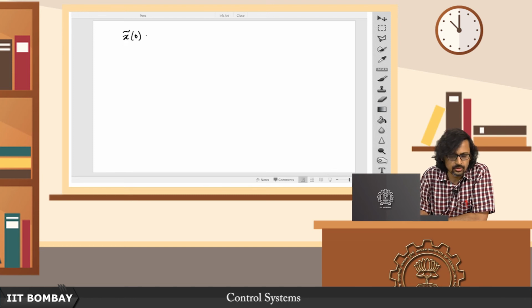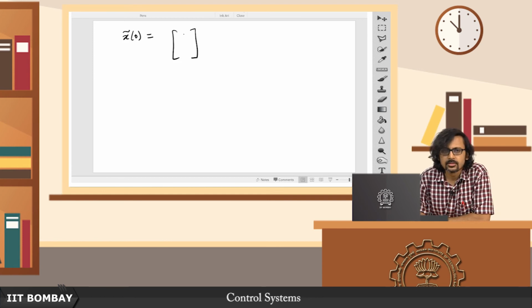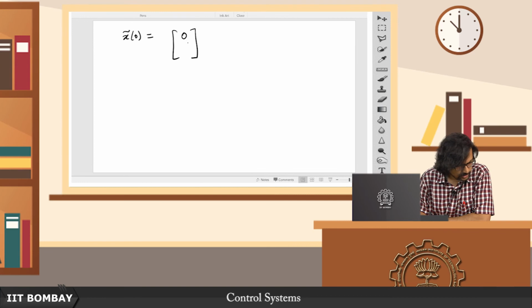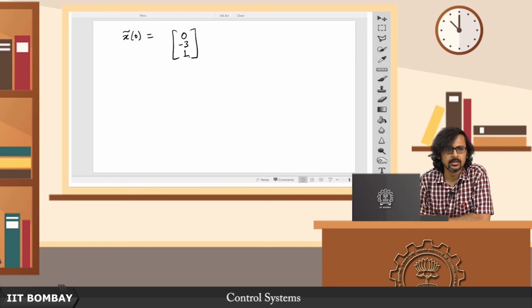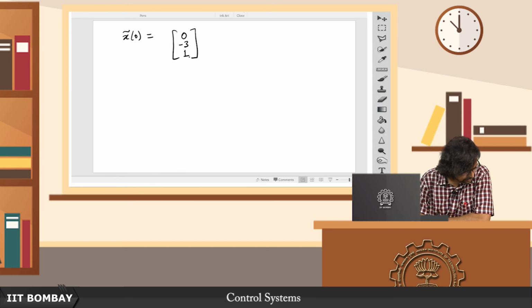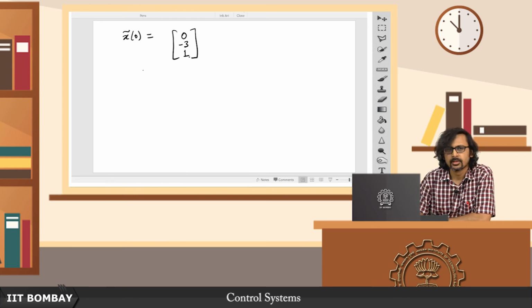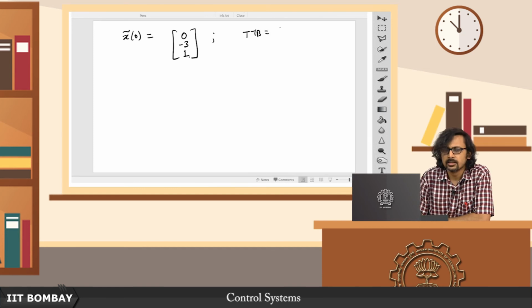x tilde 0 is given by, I think, 0, minus 3, 1. Yes, probably that is what it is, if I am not too mistaken. That is going to be my x tilde 0, and my T inverse B is going to be 0 0 1.